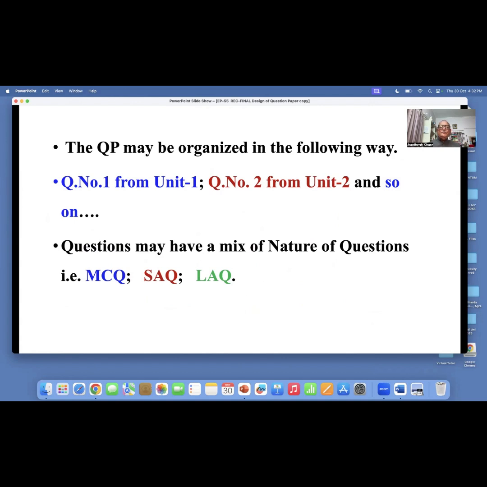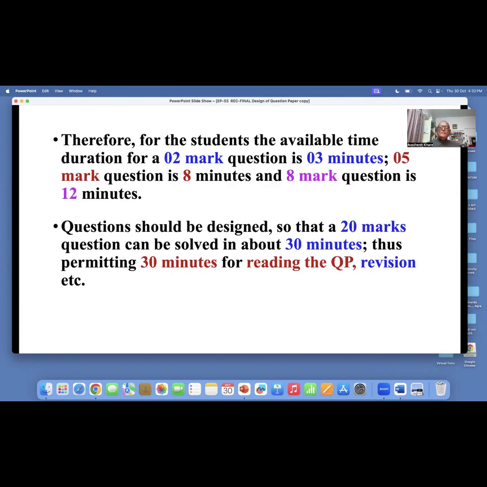The questions may have a mixed nature, that is MCQ, multiple choice question; SAQ, short answer question; and LAQ, long answer question. Therefore, for a student, the available time duration for a 2-mark question is 3 minutes, for a 5-mark question is 8 minutes, and for an 8-mark question is 12 minutes.